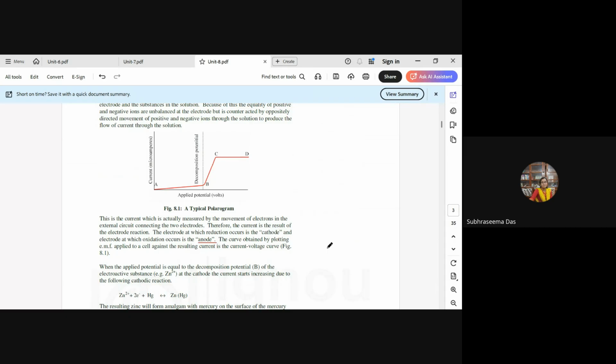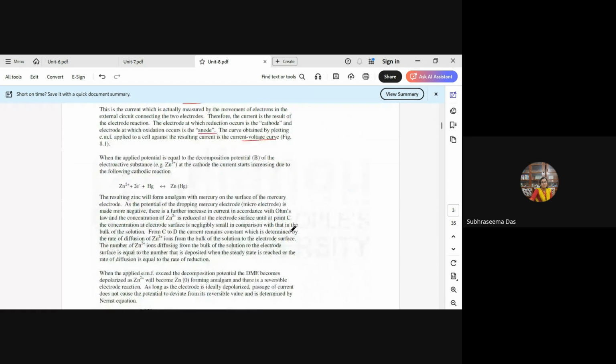The curve that is obtained by plotting the EMF applied to the cell against the resulting current is called the current voltage curve. Here it is shown as a typical polarogram. On the y-axis you can see the current, and on the x-axis the applied potential. Such current versus potential plots, I-E curves as we call them, are called polarograms.